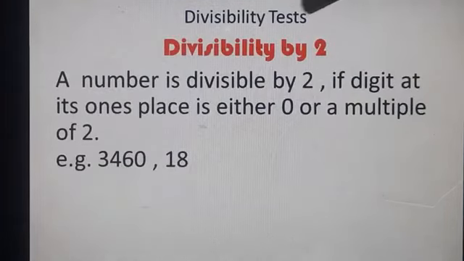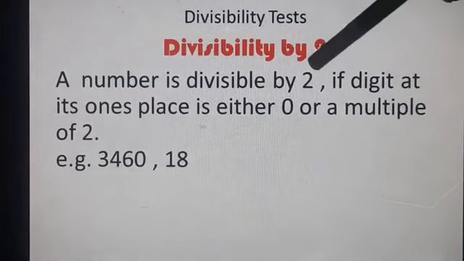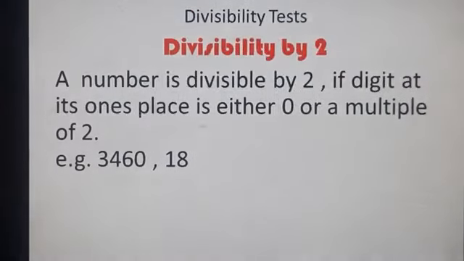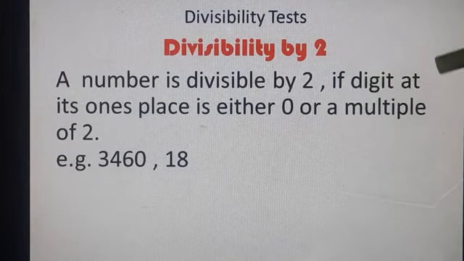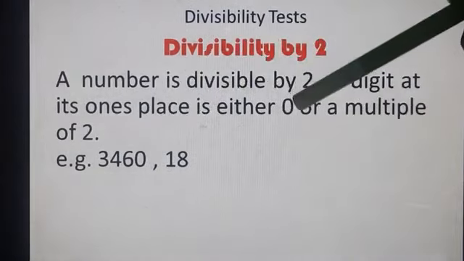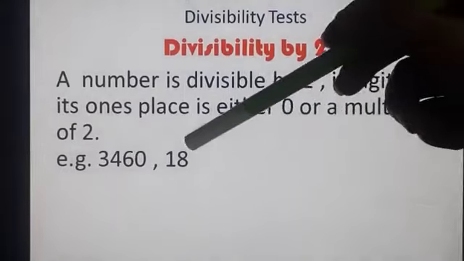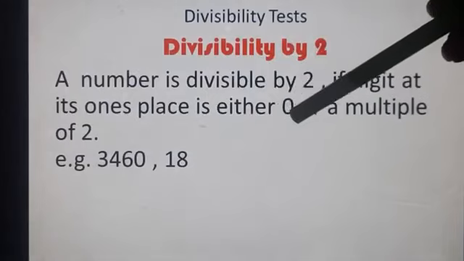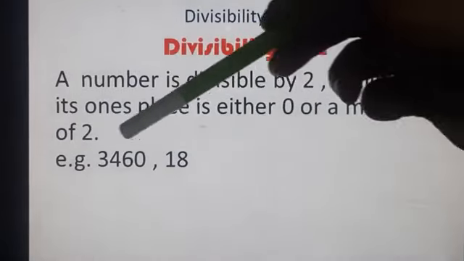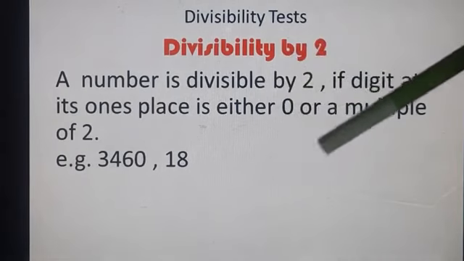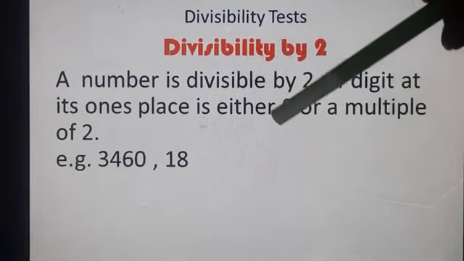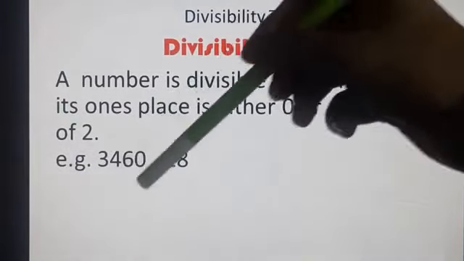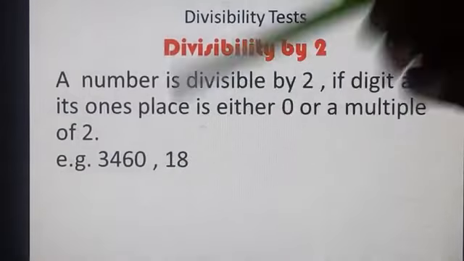Now divisibility test. Divisibility by 2. A number is divisible by 2 if the digit at its ones place is either 0 or a multiple of 2. If we want to check whether a number is divisible by 2, we will check only the ones place. If the ones place contains 0 or a multiple of 2: 2, 4, 6, 8, 10. In 10, 0 has come, so 0 we have already taken. These numbers will be divisible by 2 if their ones place contains 0 or a multiple of 2. For example, 3460 is divisible by 2. 18, 8 is divisible by 2.